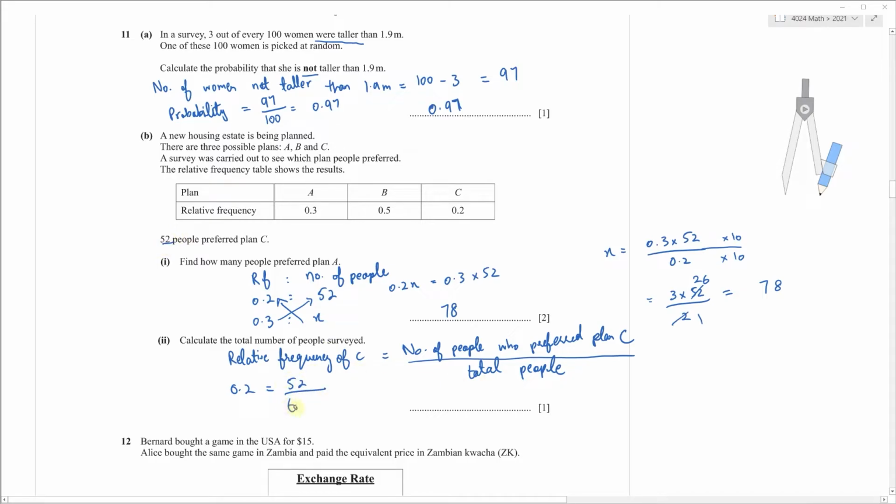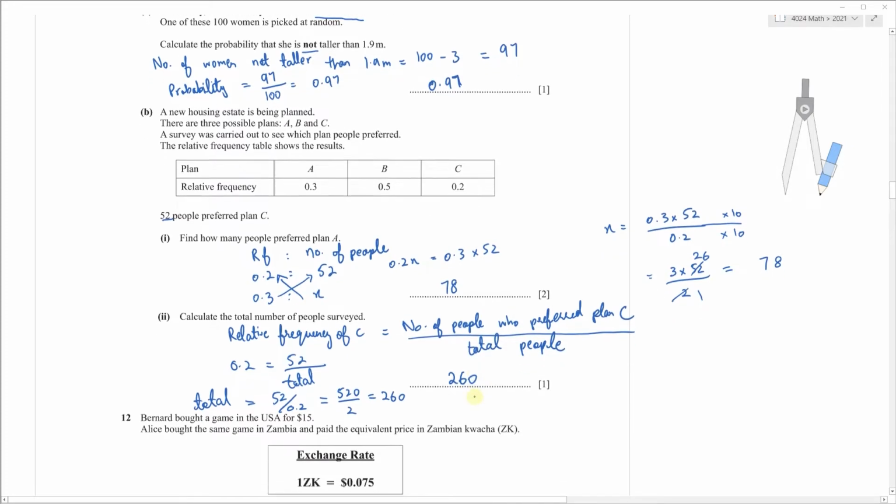divided by total. So total will be 52 divided by 0.2. Again, I will multiply by 10 in the numerator and denominator just to remove this decimal. So this will be 520 divided by 2, which is 260. So total number of people is 260.